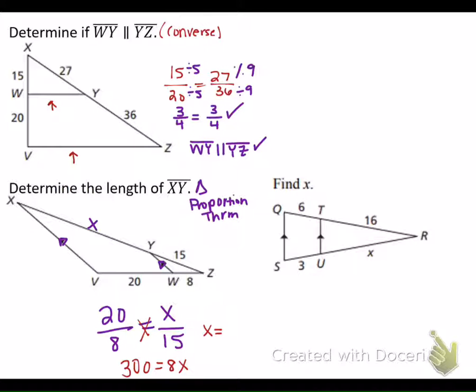So somebody, can you do 300 divided by 8? And we don't have to worry about that as a fraction because that's not a rounded decimal. So that's fine to write 37.5. I guess I should name that XY since that's the length we were finding.